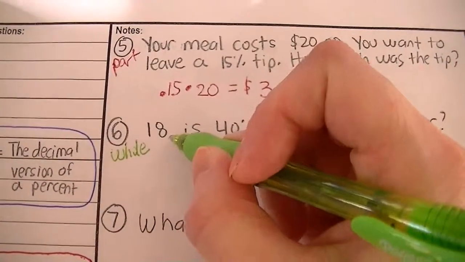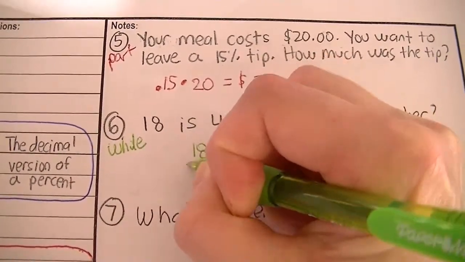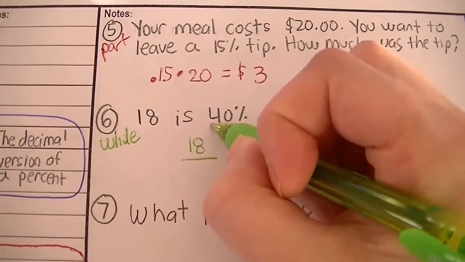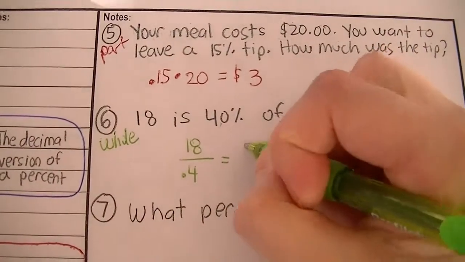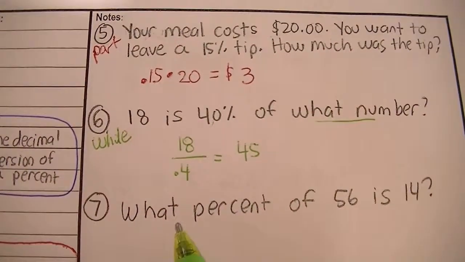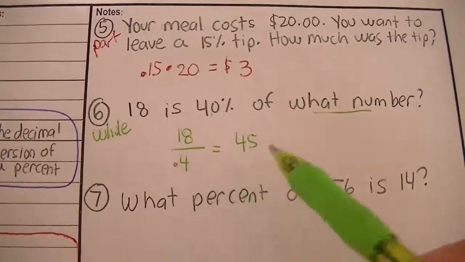Part divided by the decimal version of the percent will give me the whole. So the part is 18, divided by the decimal version of 40%, which is 4/10. And when I go 18 divided by 4/10, I will get 45. Okay, 18 is 40% of 45.